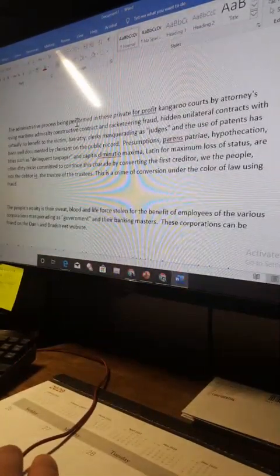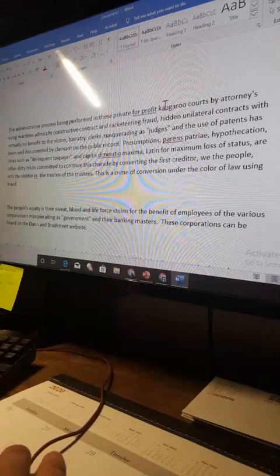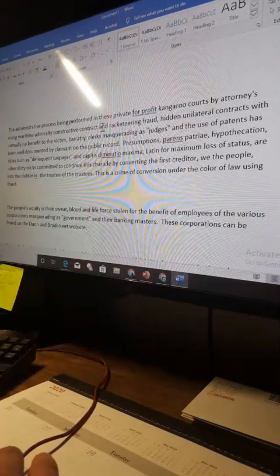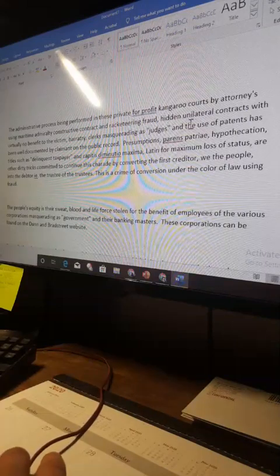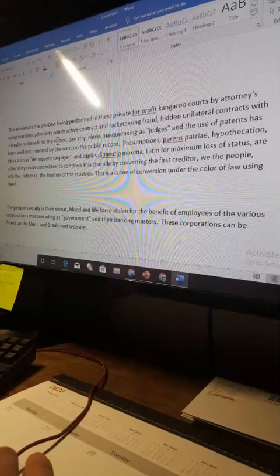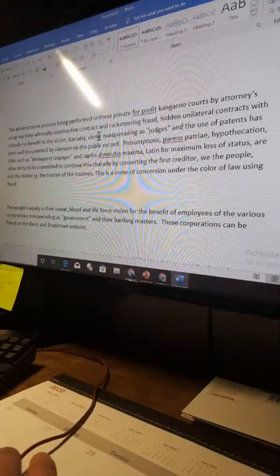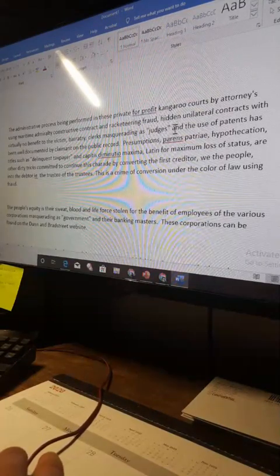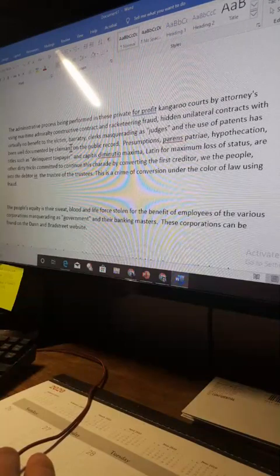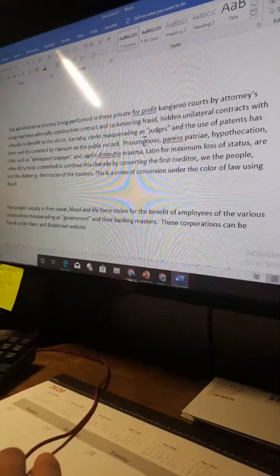The administration process being performed in these private, for-profit kangaroo courts by attorneys using maritime admiralty, constructive contract, and racketeering fraud, hidden unilateral contracts with virtually no benefit to the victim, bar clerks masquerading as judges, and the use of patents has been well documented by the claimant on the public record.